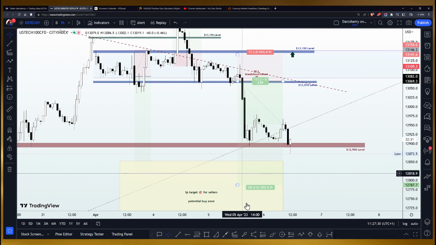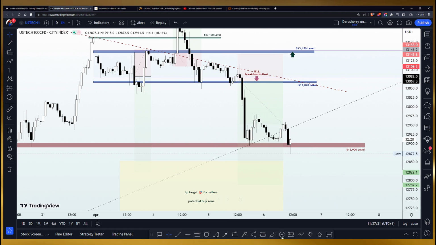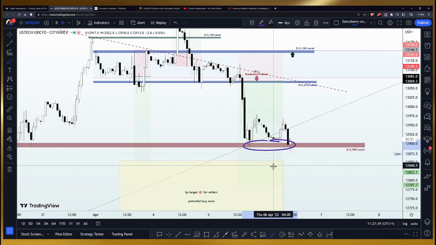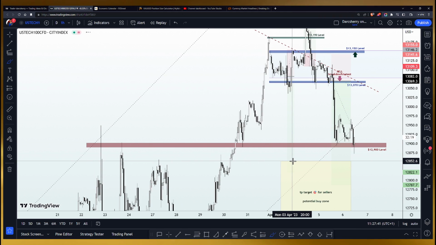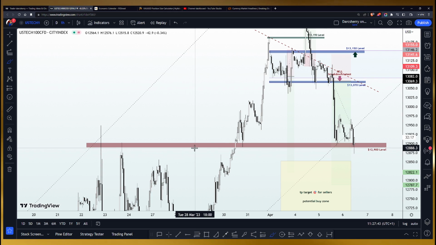So right now, as you can see, what has been happening here since the later part of the New York session yesterday, we can see that buy pressure has been resuming from that level. And if we go into the past here, you will see how the 12,900 has been a major determinant of price action since the month of March.